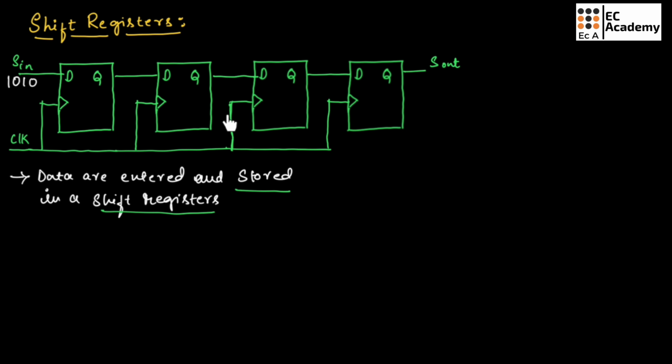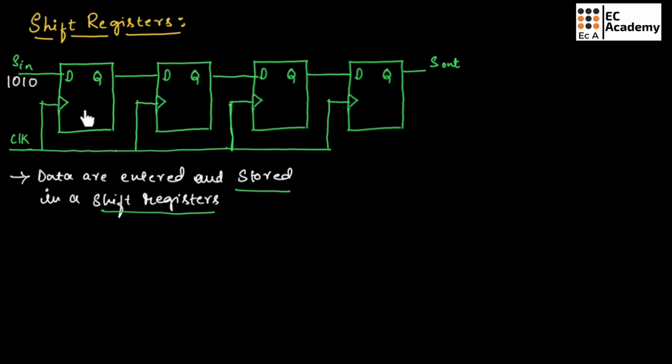A 4-bit shift register is shown in this figure. It comprises 4 D flip-flops. Shift registers can be designed using JK flip-flops or D flip-flops. We are using D flip-flops here because the D flip-flop has a simple operation.